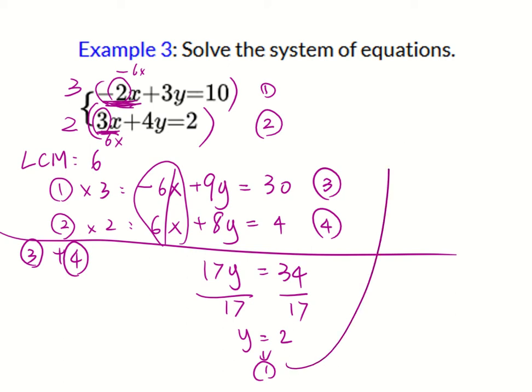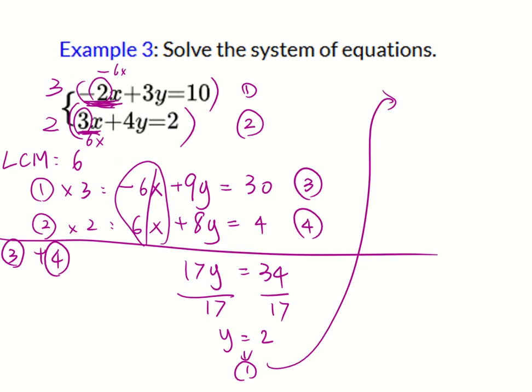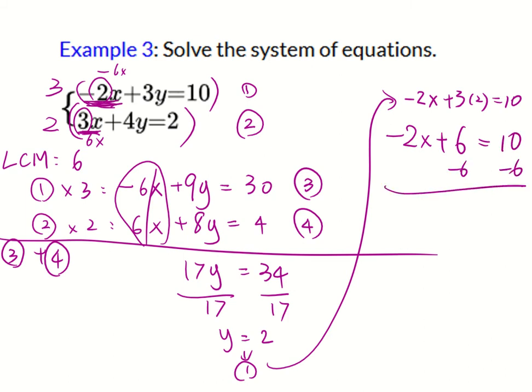That will give me -2x plus 3 times 2, since y is 2, equals 10. So -2x plus 6 is 10. Subtract 6 on both sides. -2x equals +4. Divide both sides by -2. x equals -2. So the solution is x equals -2, y equals 2.